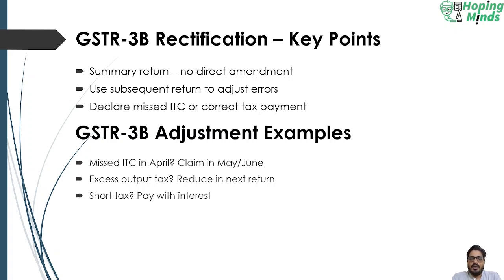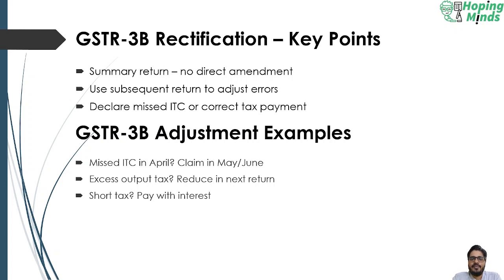So it is imperative to always keep a reconciliation statement to back up such corrections. Unlike GSTR-1, GSTR-3B doesn't have amendment tables, so corrections are to be made through additions or deductions in the current return itself.